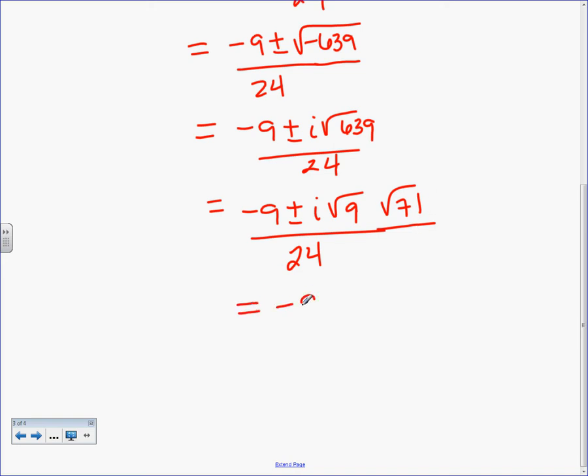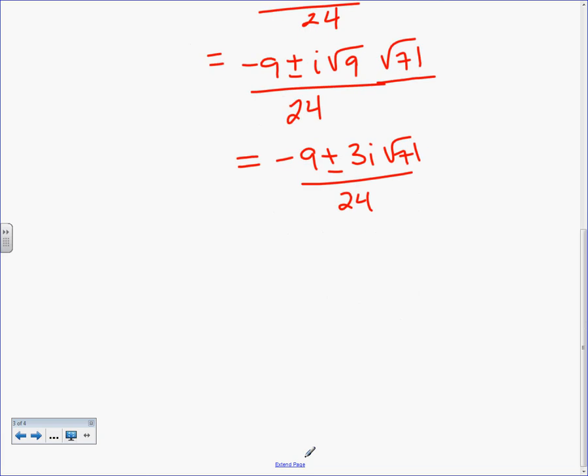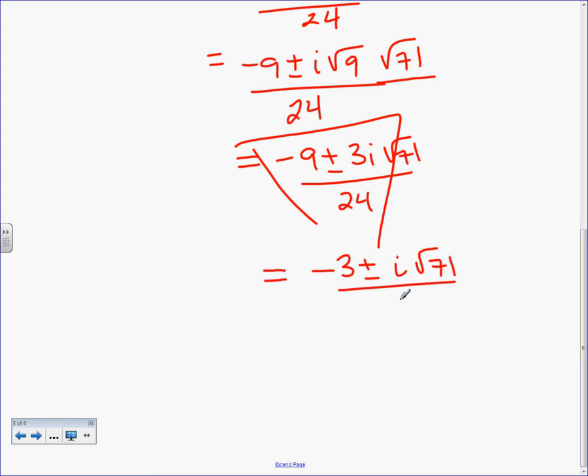So we have negative 9 plus or minus 3i square root of 71 over 24. Now what? We're hungry. Pizza or pie? Which one do you want? Okay, great. Divide everything by 3. That's their GCF. They have a 3 in common, right? So it's negative 3 plus or minus i square root of 71 over 8. Thank you.